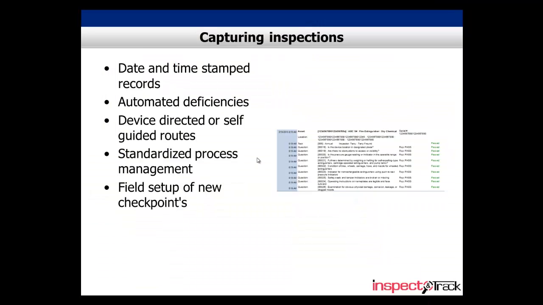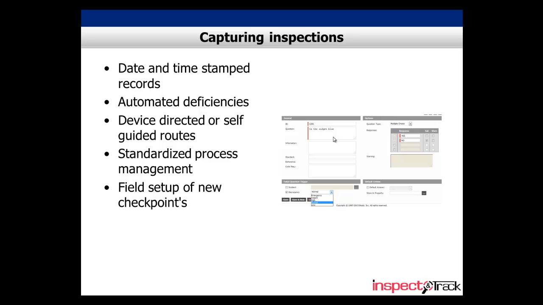Capturing the inspections is an important part of InspectNTrack. As you can see on the right, we capture all the dates and times of the tasks that were performed in the field. We can automate discrepancies within the system so that the technician doesn't have to think about it. If we set a question up to prompt a discrepancy by doing a fail and prompting it, it will automatically do it.